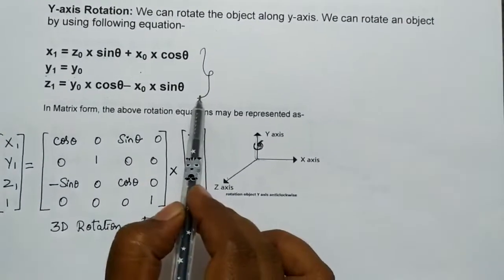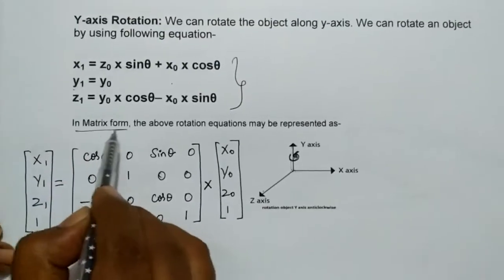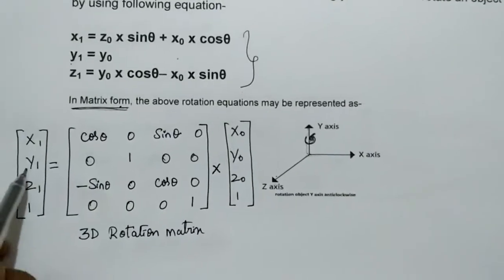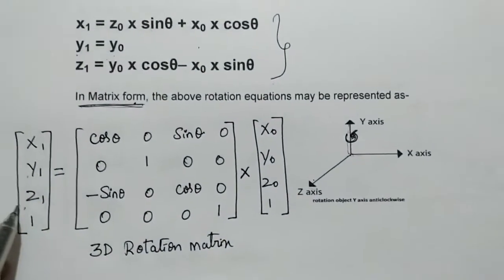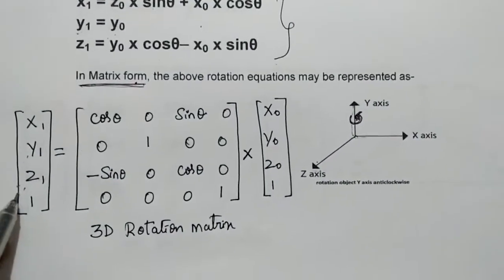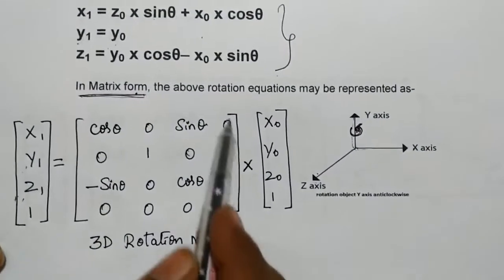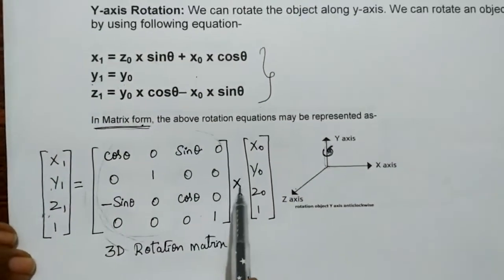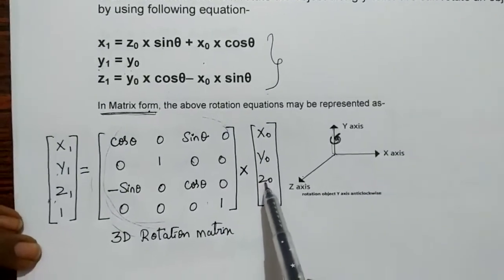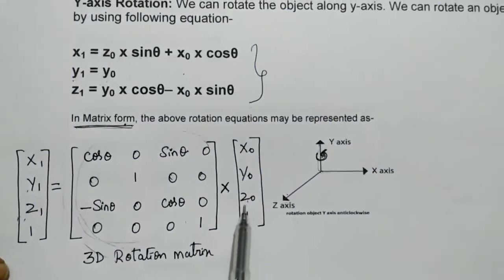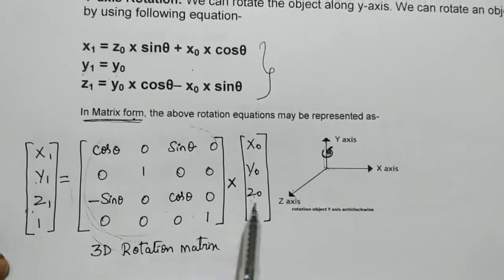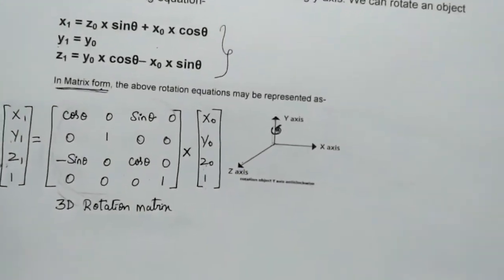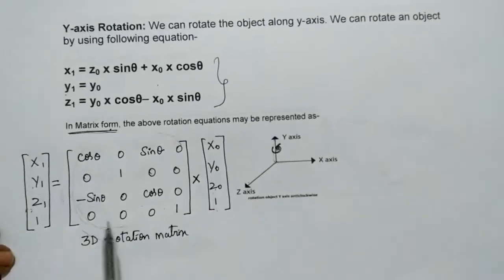This y-axis rotation we can also perform using matrix form, just like x-axis rotation. In this matrix form again, x1, y1, z1 are the new coordinates of the rotated object. We get this new coordinate by multiplying the rotation matrix, called the 3D rotation matrix, with the initial coordinate values of the object. By multiplying the initial coordinates of an object with the rotation matrix, we are able to get the new coordinate values of the rotated object. So this is the type of x-axis rotation.